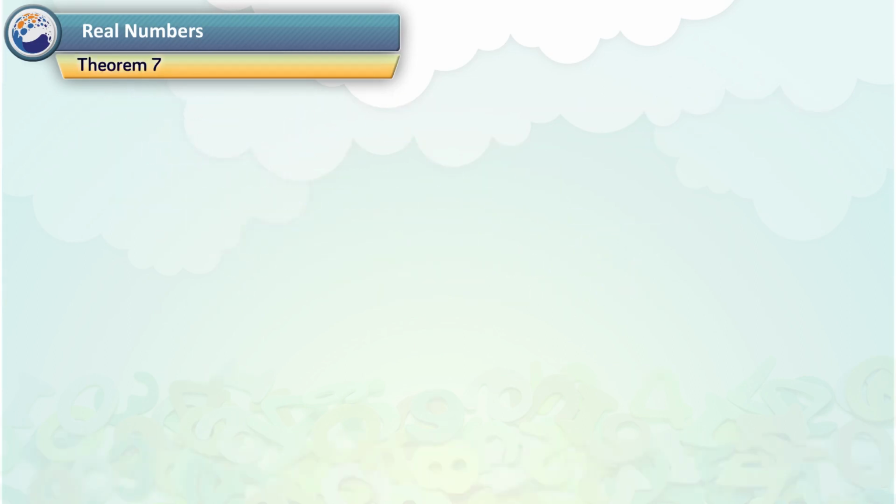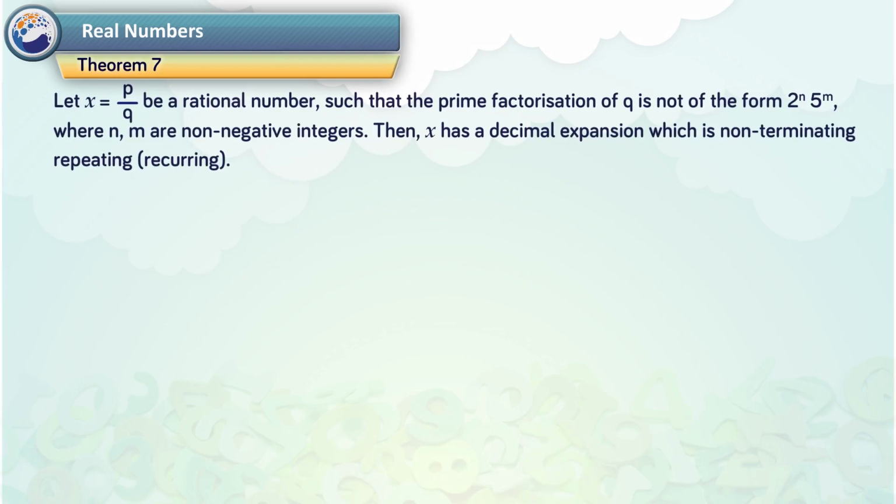Theorem 7. Let x be equal to p by q be a rational number such that the prime factorization of q is not of the form 2 raised to n into 5 raised to m, where n and m are non-negative integers. Then x has a decimal expansion which is non-terminating, that is recurring.